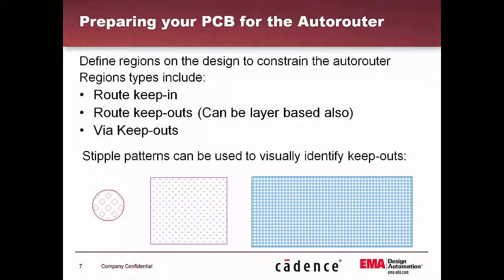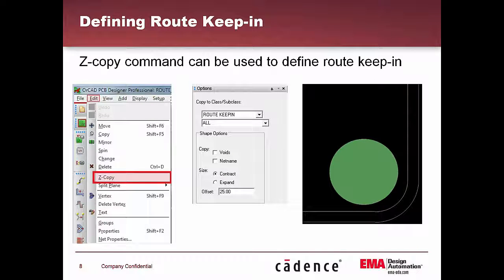You don't have to go into the layer color dialog and try to figure out which shapes are tied to what. So the stipple patterns help you identify those. So this one's a route keep-out on all layers. This is a route keep-out on the bottom layer with this particular stipple pattern. And this is a via keep-out with this Argyle pattern attached to it. And you'll see those in the database.